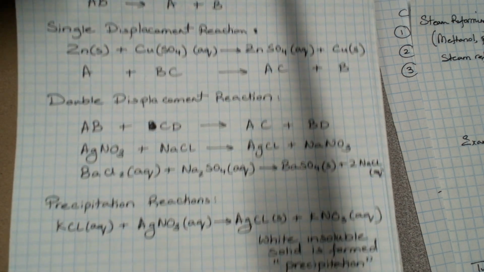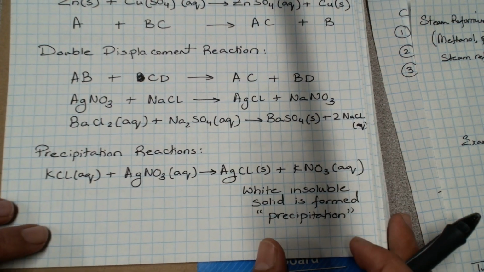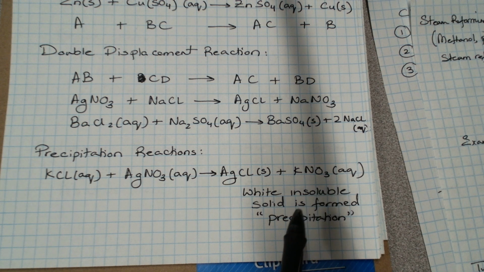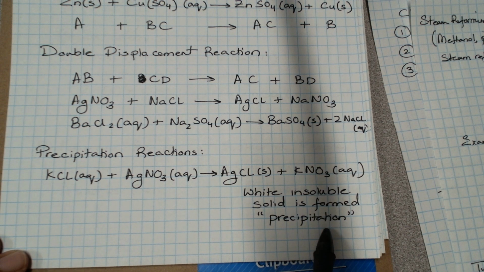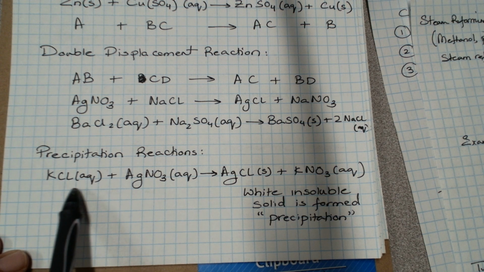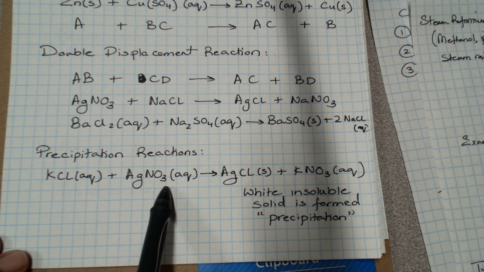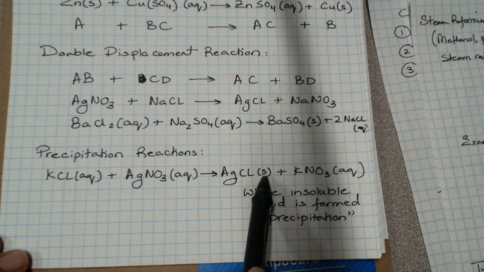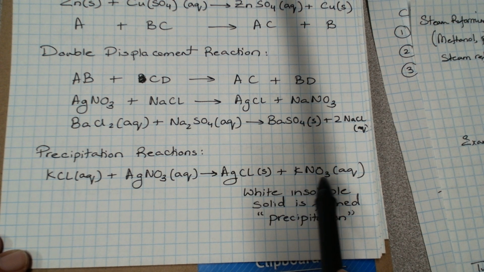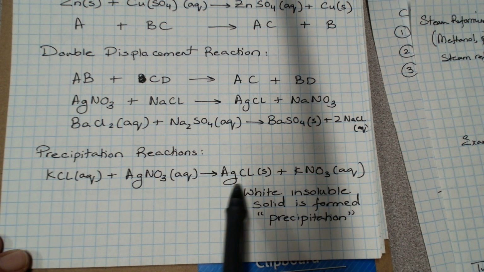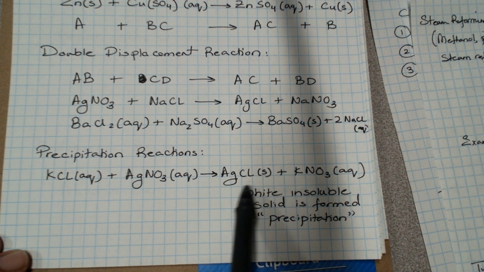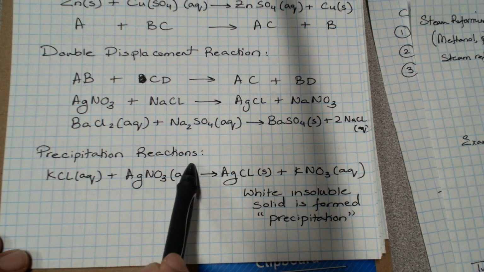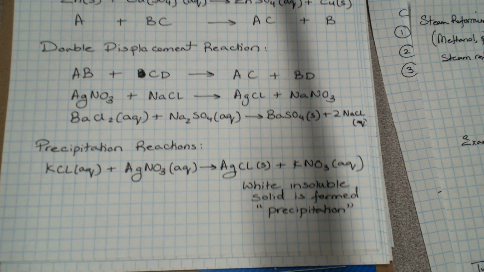A precipitation reaction is one in which a white insoluble solid is formed as the precipitate. So that's called the precipitation. So you have potassium chloride aqueous solution plus silver nitrate aqueous solution yields silver chloride solid plus potassium nitrate aqueous solution. So you have this white insoluble solid that's formed. That's why it's called a precipitation reaction.